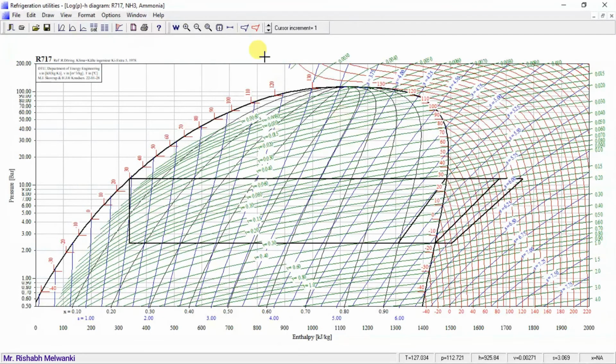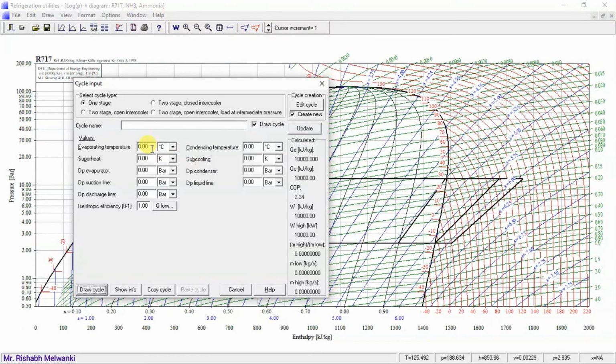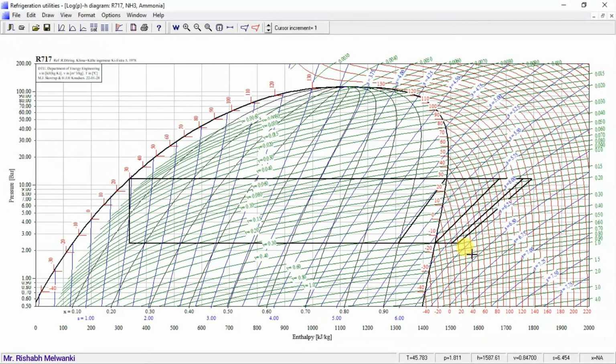One more cycle I'll draw over here. I'll increase the superheating. Evaporator temperature I'll keep at minus 15 only, condenser temperature 30, and the superheat I'll increase. I had taken 10, now I'll take 20. So the point will shift to this location now. I'll take this superheating as 20 and click draw cycle. Now observe, this is the fourth cycle, where I have superheating of 20 degrees Celsius. So I have drawn 4 cycles now. I'll go to cycle info.